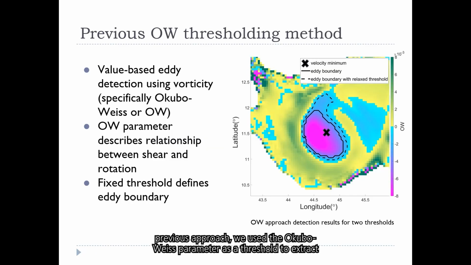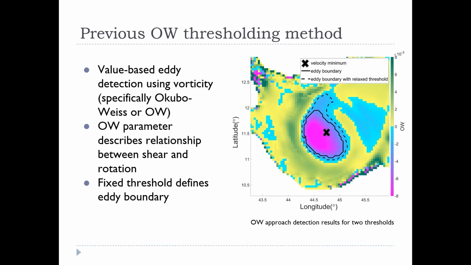In our previous approach, we used the Okubo-Weiss parameter as a threshold to extract the eddies as regions with Okubo-Weiss values below a fixed threshold. The Okubo-Weiss parameter is designed to describe the relationship between shear and rotation. This criterion is widely used in the oceanography community to detect eddy structures on 2D surfaces. However, we find the Okubo-Weiss-based approach mostly only extracts the core regions of eddies.